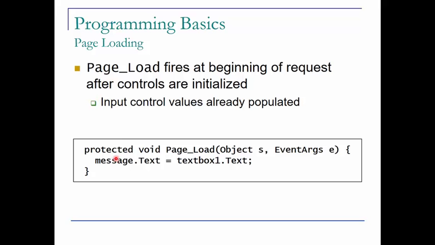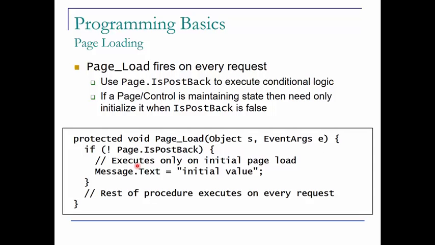Simply by typing the ID of a control that has the runat server attribute, you can access those controls. So message is a text box or maybe a label, and .Text is one of its properties. Whatever we have in TextBox1, which is another control, would be assigned to message.Text. So you can do this stuff in the page load event.